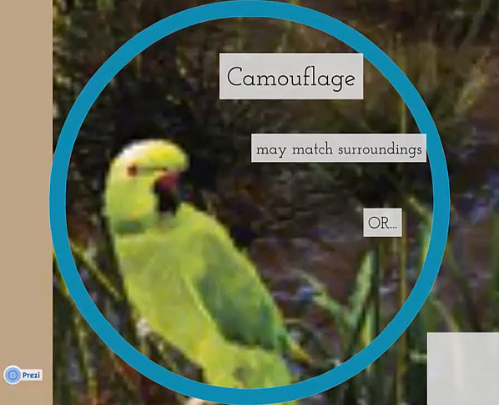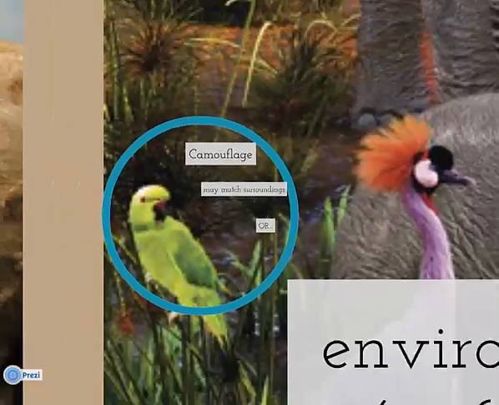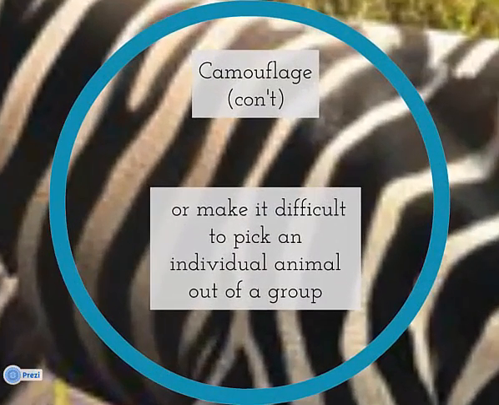One of these is camouflage. Camouflage may make an animal match its surrounding, making it more difficult for predators to see or for prey to see a predator coming. Or camouflage may also make it more difficult to pick an individual animal out from a group, such as with zebras. When you have an entire herd of striped zebras, those stripes break up the lines of where one zebra begins and another one ends. It makes it difficult to say, ooh, that is the zebra I want to eat. It makes it hard to pick them out individually.